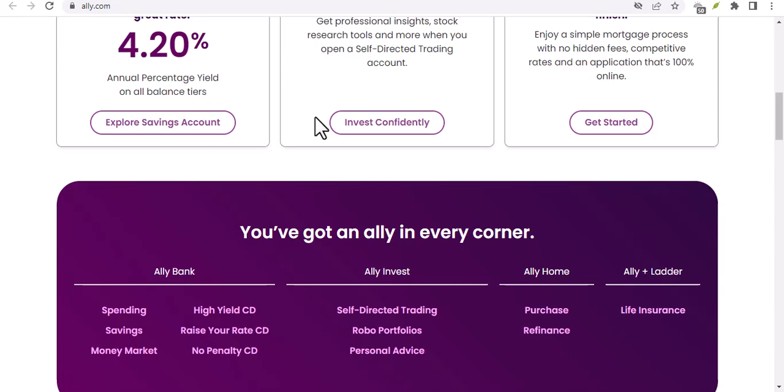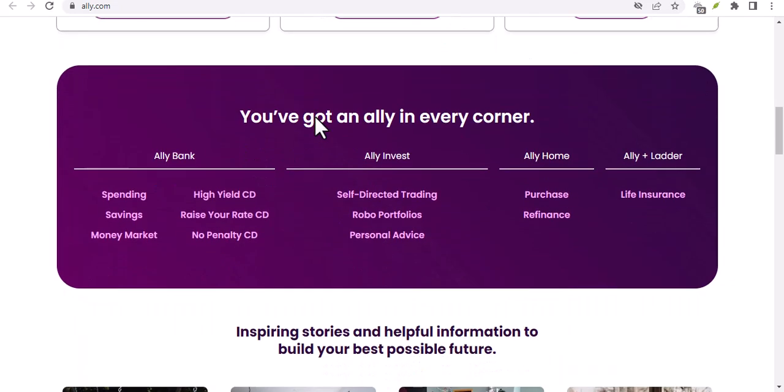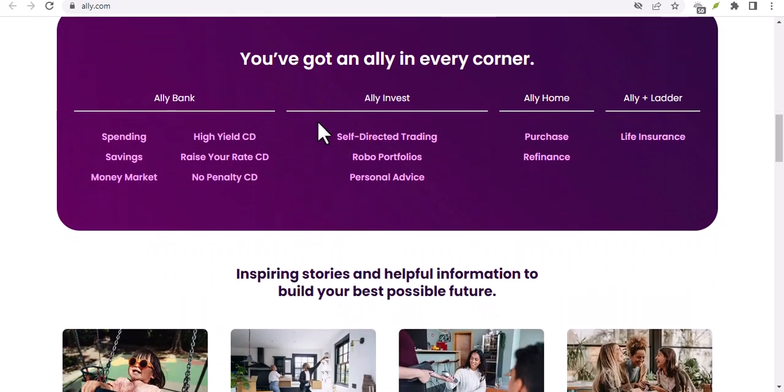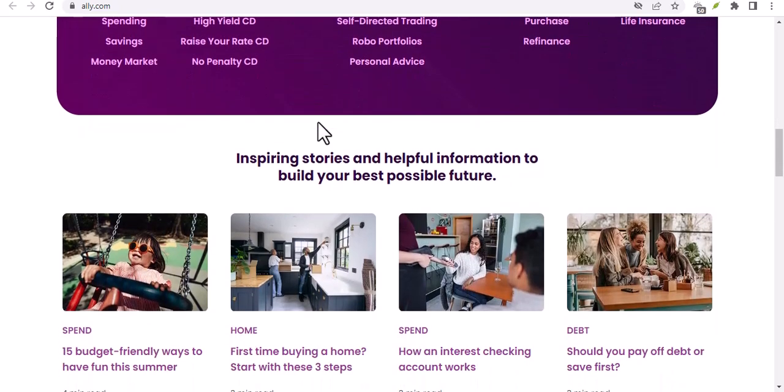So, if you're planning an international wire transfer to or from your Ally bank account, remember to contact their customer service for the most accurate and up-to-date information. It's the best way to ensure a smooth and hassle-free transaction.